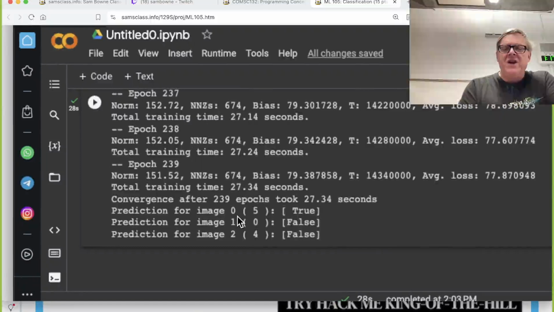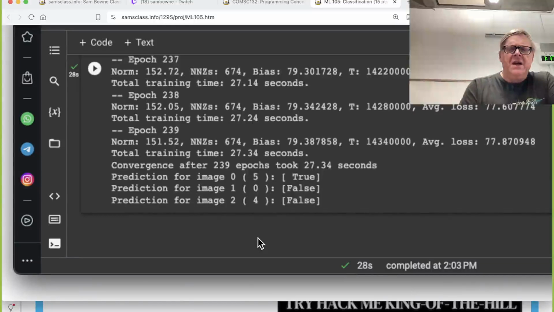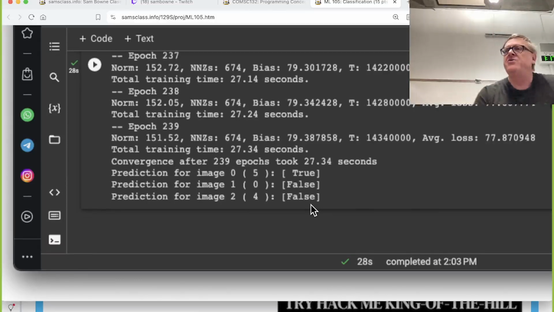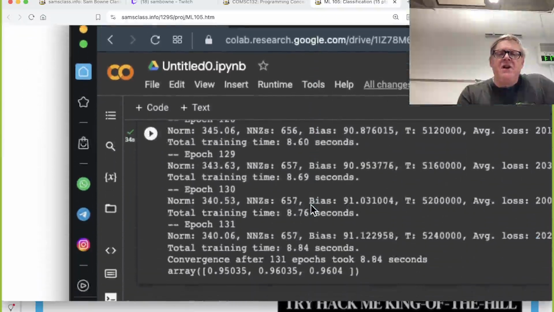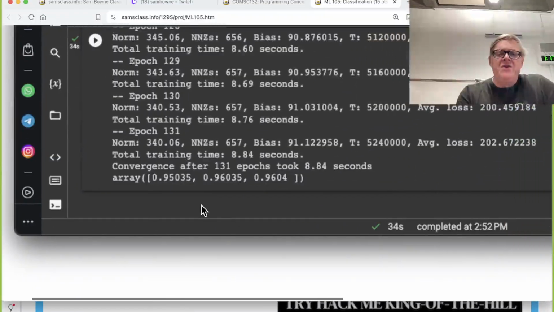And now we have some predictions. All right. And here's the actual right image. So it correctly predicted that the first one is indeed a 5, and the next two, which were a 0 and a 4, are false. So the first 3 predictions are correct. And now we can rate its accuracy. And so you see here, here's the accuracy.